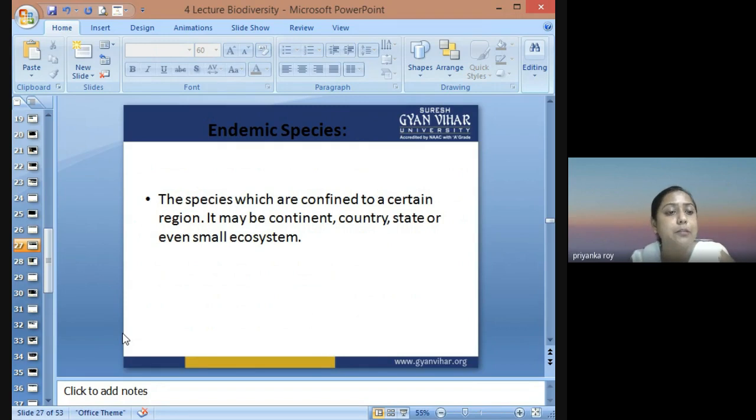It is an endemic species of India. Similarly, the kangaroo is an endemic species of Australia. You will find this species only in Latin America.